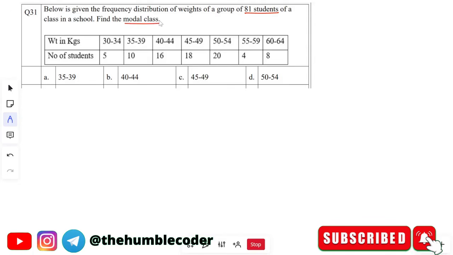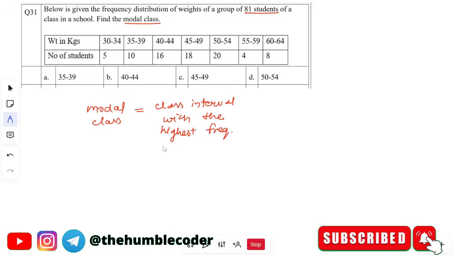This is the easiest question, but if you are not aware of how to find the modal class, then you cannot secure marks. There are some questions which are very easy to score marks, and this is one such question, but you should know how to find the modal class. So that you don't forget in future, I'll write it. What is a modal class? Modal class is the class interval with the highest frequency. If you remember this, then any question on modal class you can do it easily.